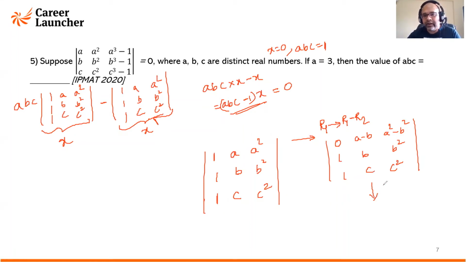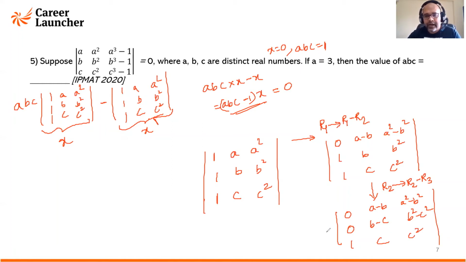Next, what will I do? I will write R2 as R2 minus R3. What will I get? 0, A minus B, A square minus B square. Now again 0, B minus C, B square minus C square, and 1, C, C square. So I can write this. Now I'm not making any more changes. I'm just rearranging the terms. I can write it as 0, A minus B.